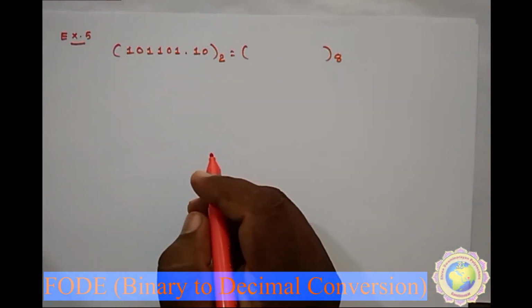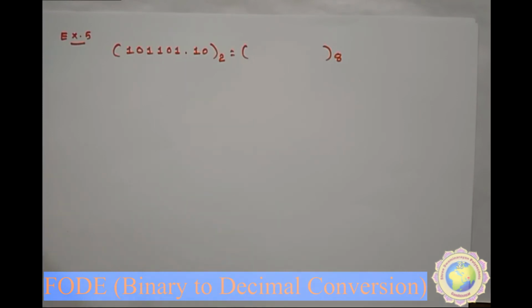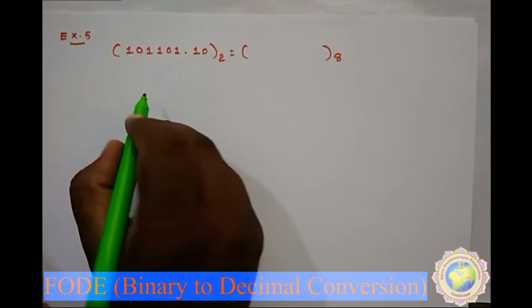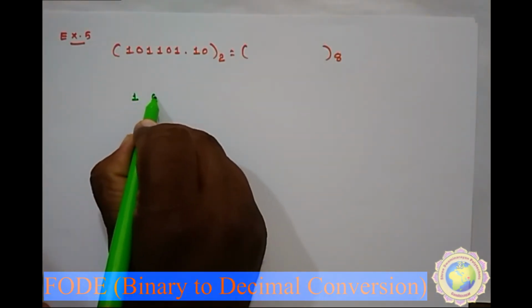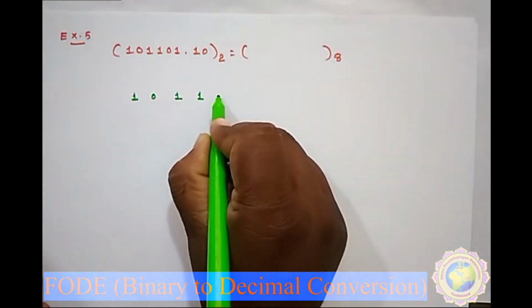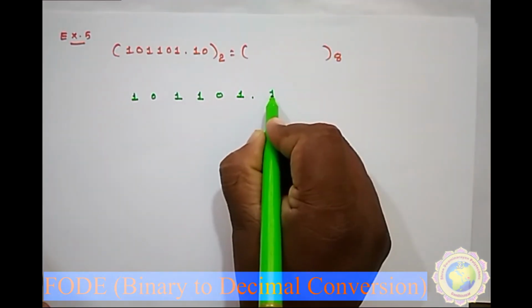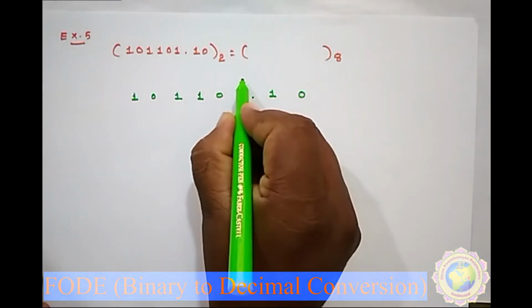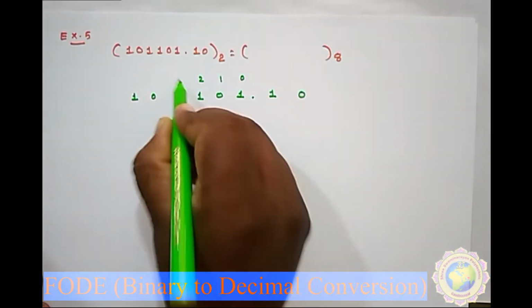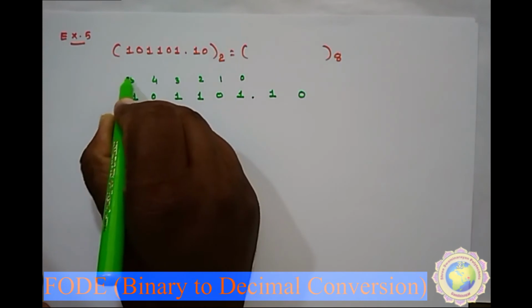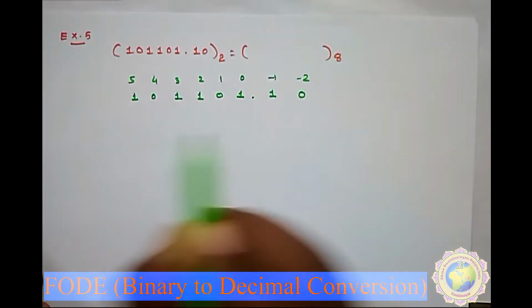Okay, 101101.10. So again we have to follow the same procedure. Start from the point: 0, 1, 2, 3, 4, 5. Here is minus 1 and minus 2.